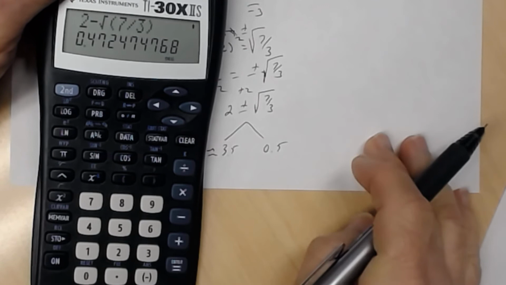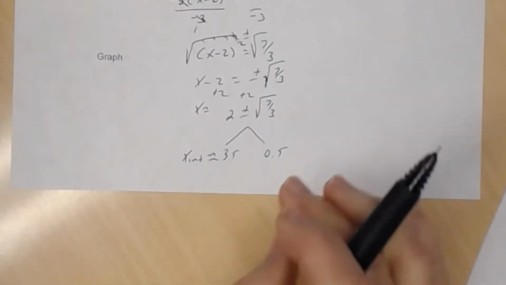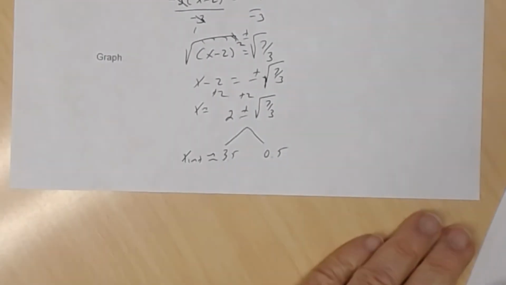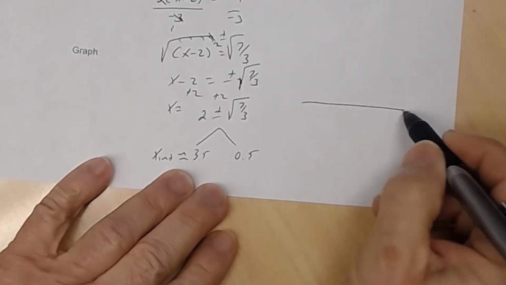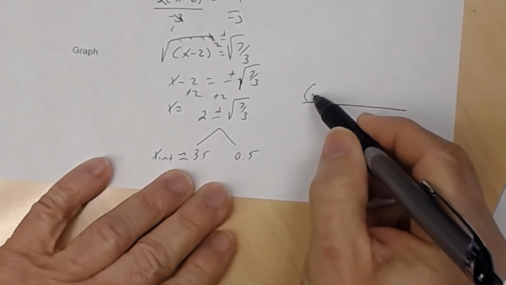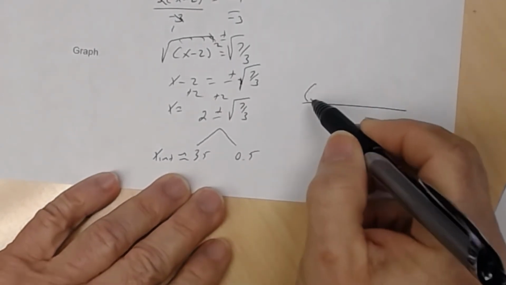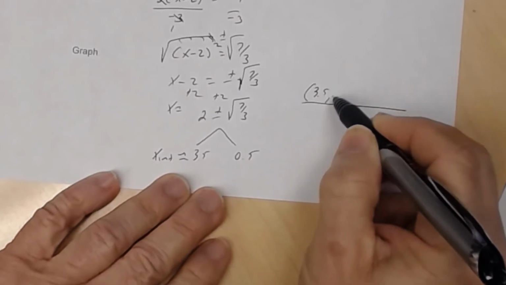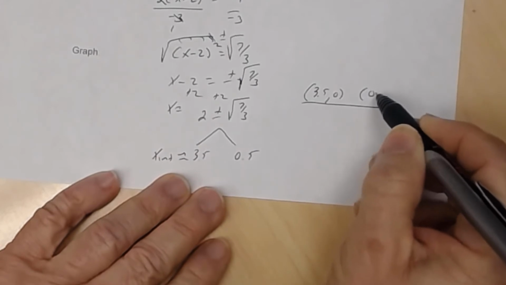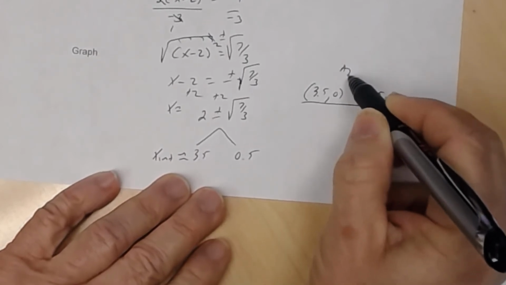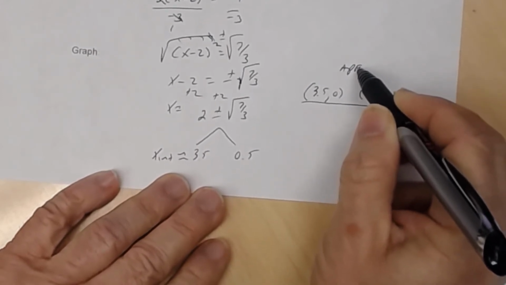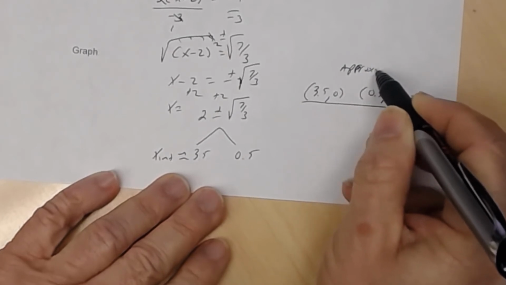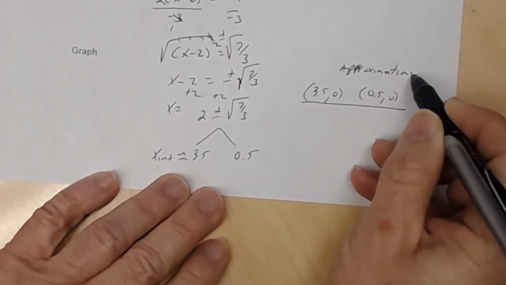Now let's put that in terms of an ordered pair. Remember these are approximations, so just keep that in mind. You would say 3.5, 0, and the other one would be 0.5, 0. These are approximations though.